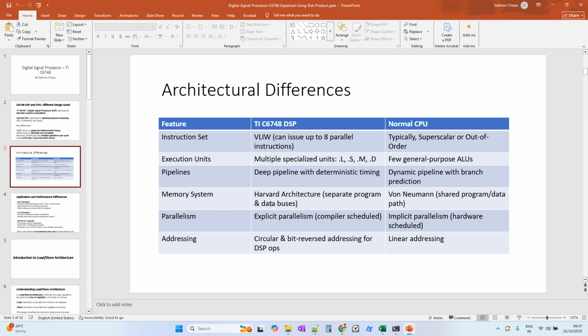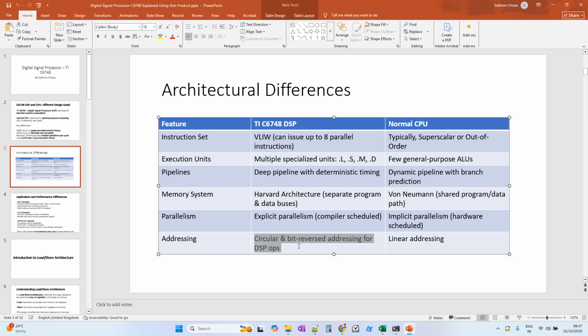And then the Harvard architecture. Harvard architecture means separate program and data memories, so a separate cache for program and a separate cache for data. In the case of CPUs, it is a von Neumann architecture, where both program and data are stored in the same memory. The other thing is that circular and bit-reversed addressing are possible in the case of DSPs. We will look at circular addressing today. In the case of CPUs, only linear addressing is possible.